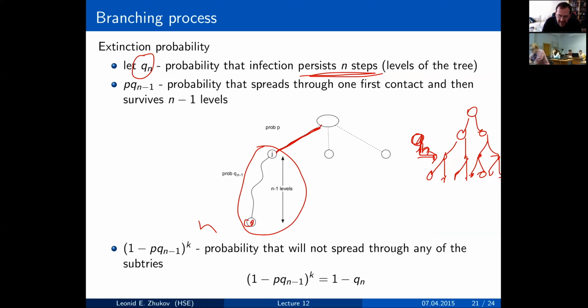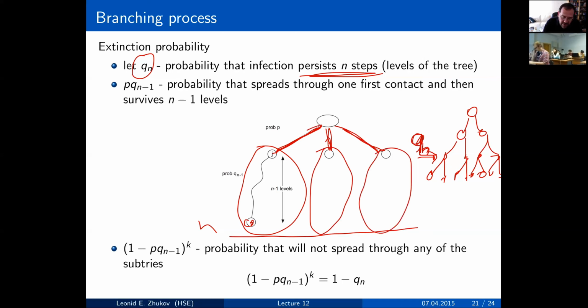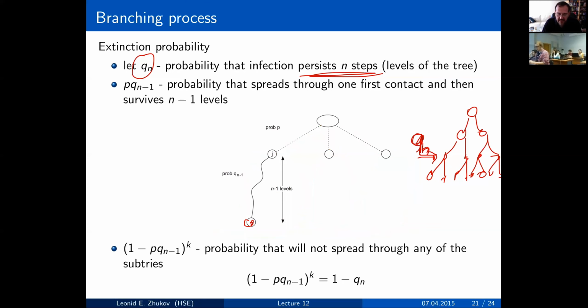So there are different ways to get onto this nth level. You can go through this connection and survive here. You can go through this connection and survive here. Or it can go through this connection, and in both cases survive. This whole situation gives us the survival of infection. So in this sense, it's easier to calculate not the survival of infection, but the fact that infection will not survive through this, right?